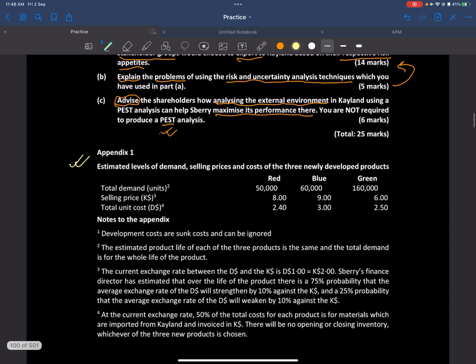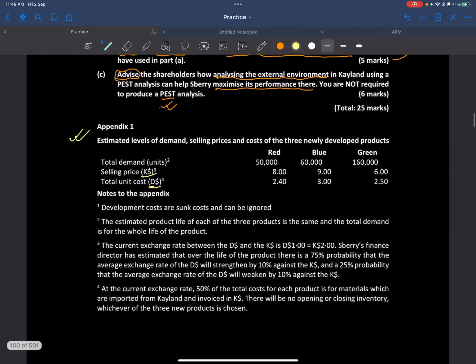Right, so for that we have some costs. We are exporting it. Right now we are sourcing material in our own currency, which is total unit cost in D dollar. We are selling in K dollar, that means in K-land we are selling in K-land. This $8 needs to be converted back into our local currency by the exchange rate. Okay, so development cost and sunk cost can be ignored.